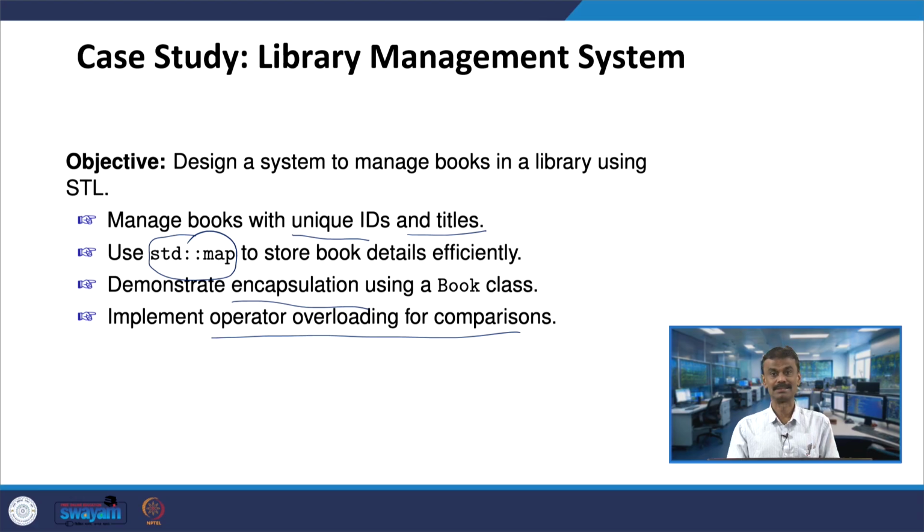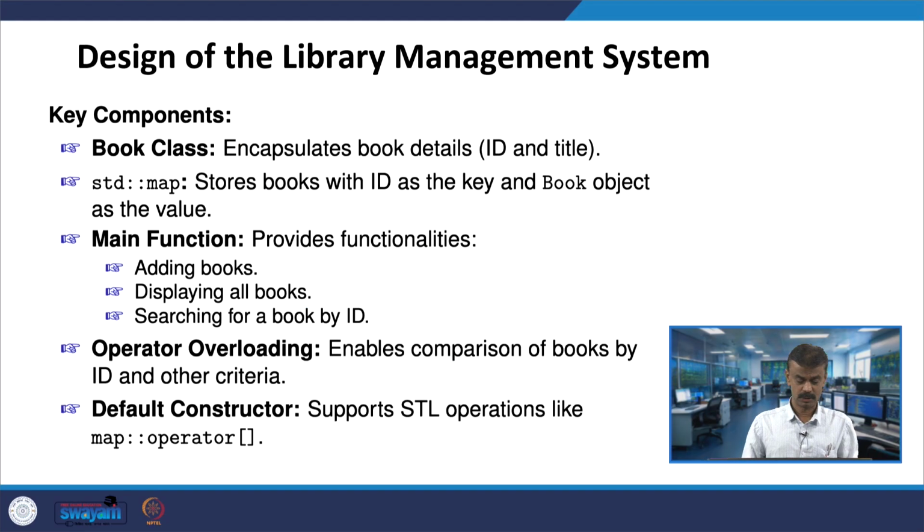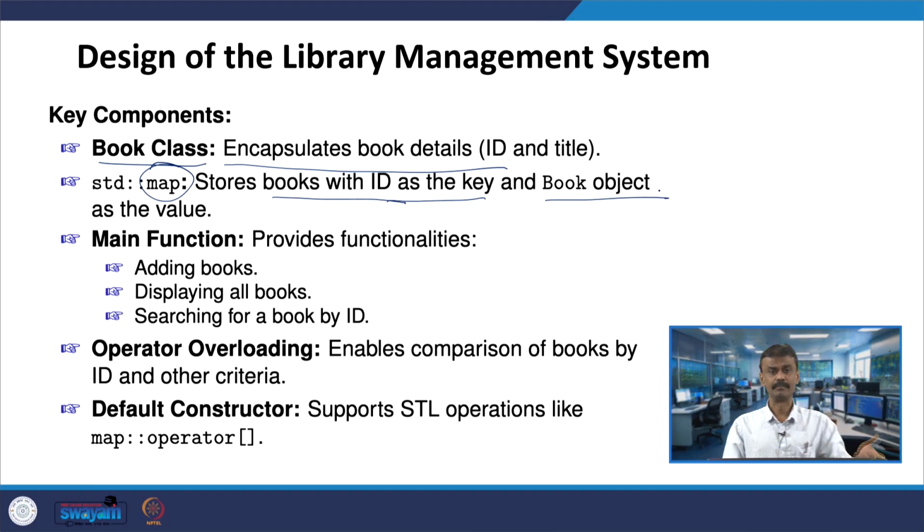We are going to create a class with the help of encapsulation, and we are going to use operator overloading, and more importantly, whatever we studied very recently, map, because of STL. We are going to use this map to store book details efficiently. Let us consider the key components. Here you have the book class, which encapsulates book details, ID and title. And more recently we studied map. Here we are going to use map, storing books with ID, an integer value, as the key, and the book object, the title of the book, a string, as the value.